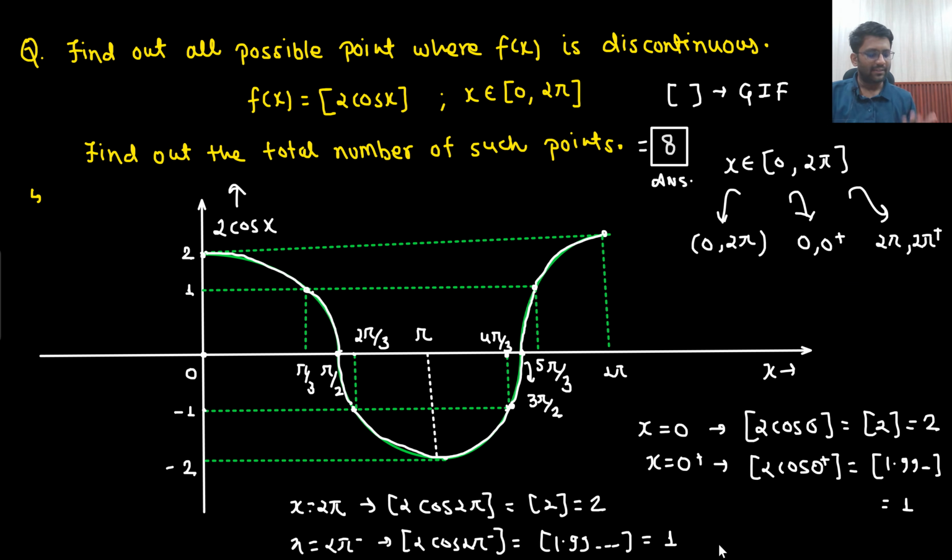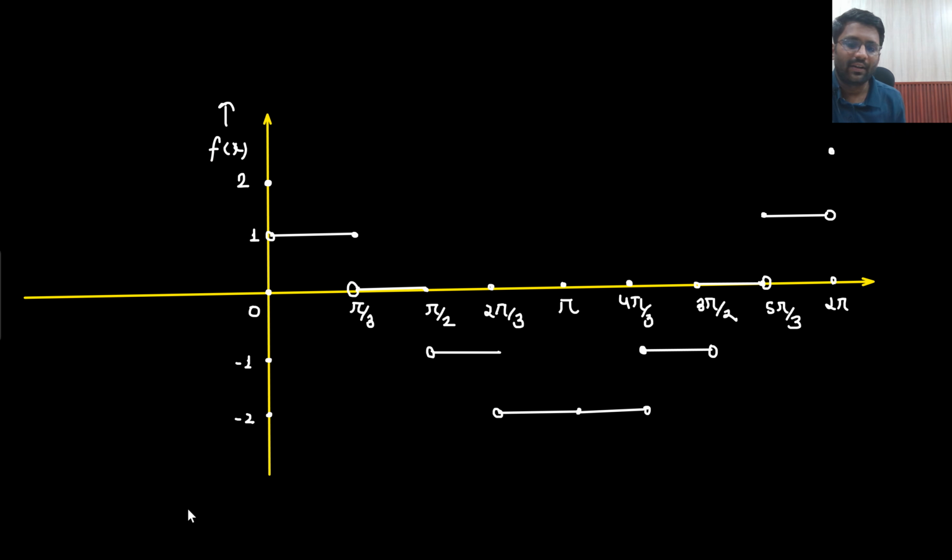But I am asking you one question now. The function is becoming discontinuous at all the points where 2 cos x is an integer. Is that statement correct?